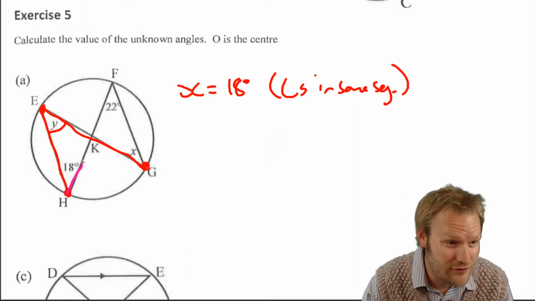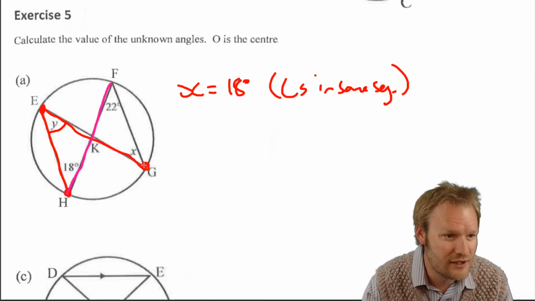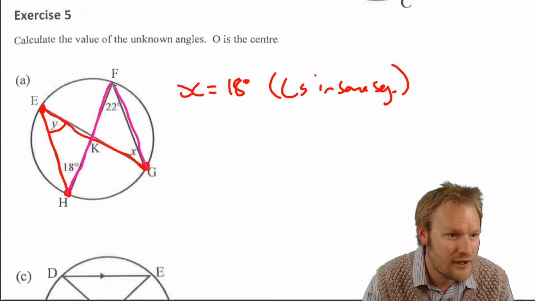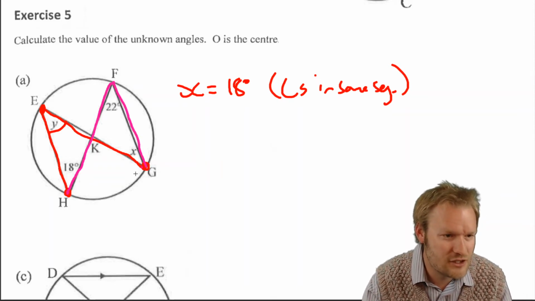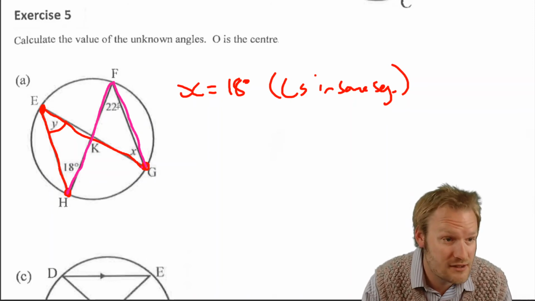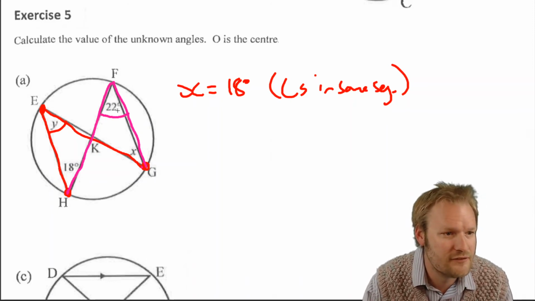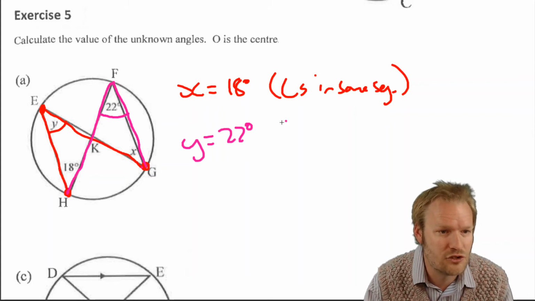So if we go from H, we get up here to angle F. And because we started at H and G and we've created another one at F, we go, great stuff, that's 22. In other words, those two are equal, so y equals 22.